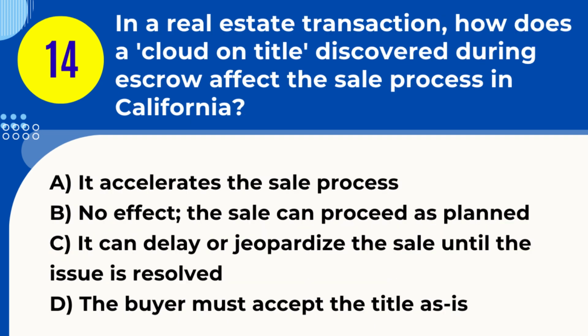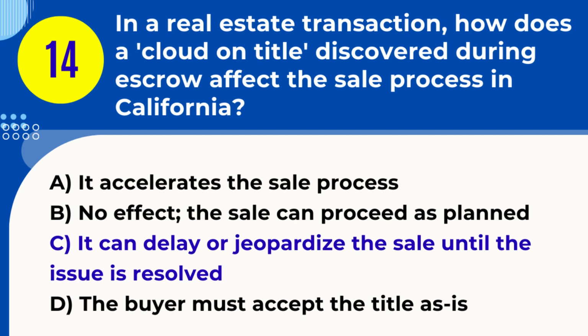Question 14. In a real estate transaction, how does a cloud on title discovered during escrow affect the sale process in California? A. It accelerates the sale process. B. No effect. The sale can proceed as planned. C. It can delay or jeopardize the sale until the issue is resolved. D. The buyer must accept the title as is.